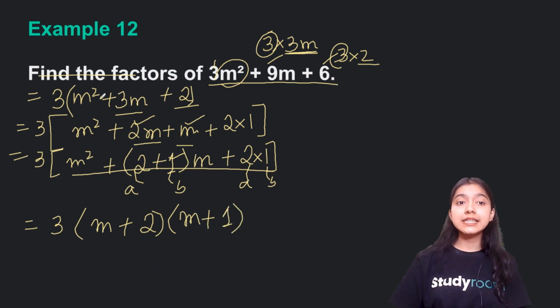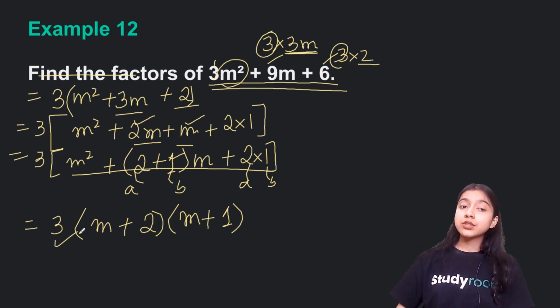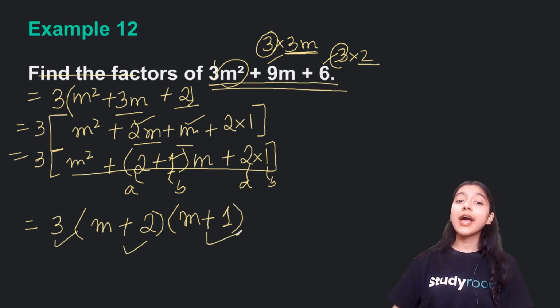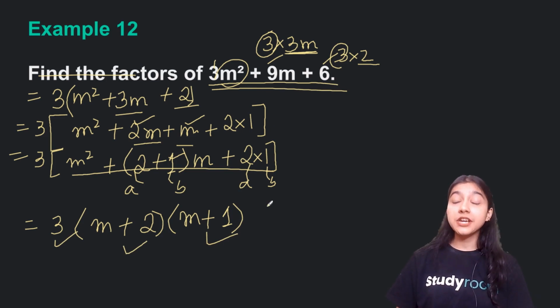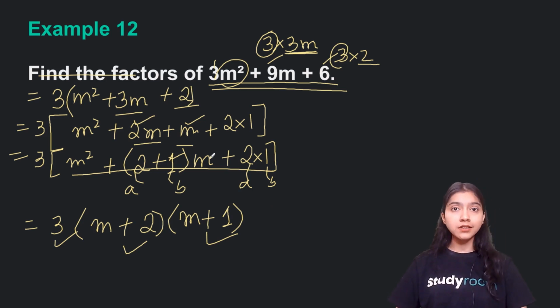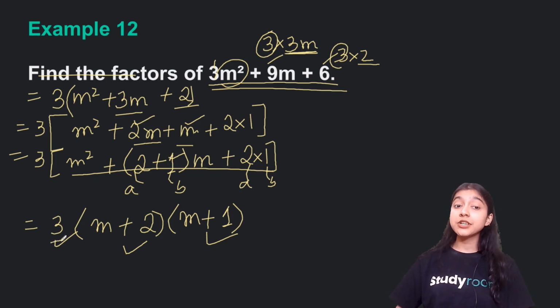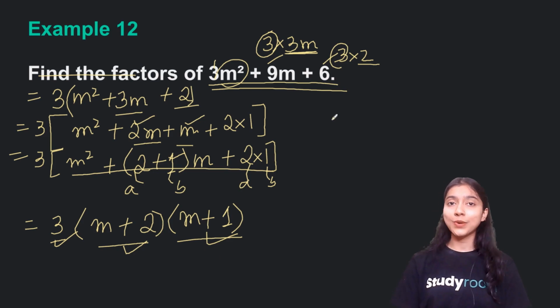So from here we can say that the factors of this given expression are 3, m plus 2 and m plus 1. Because an algebraic expression can be represented as a product of its irreducible factors. I have represented the expression as a product of its irreducible factors. So the factors are 3, m plus 2 and m plus 1.